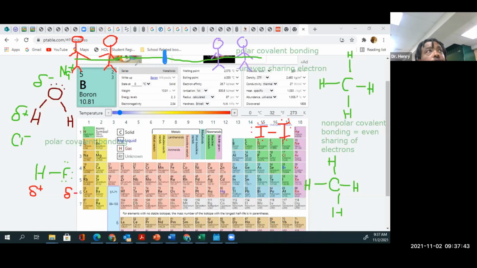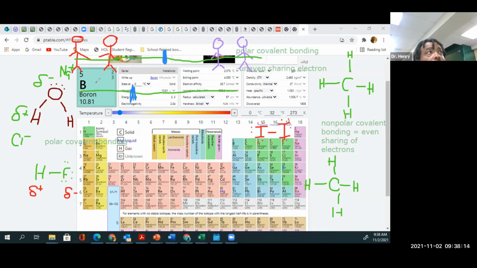Now, let's say the red team is stronger than the purple team. Then what's going to happen is that the flag is going to be moved towards the red team.